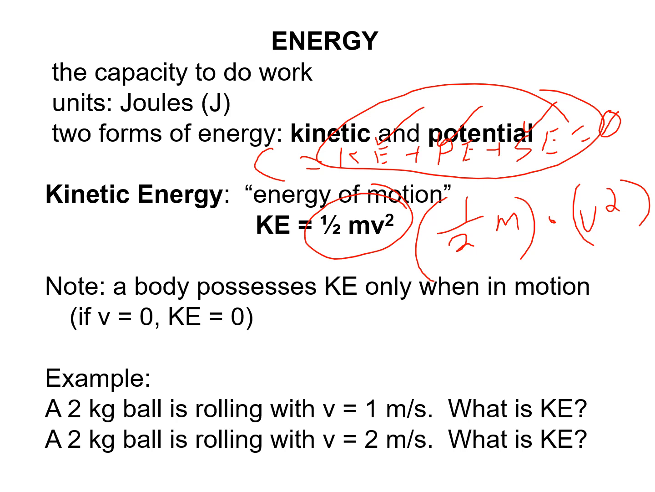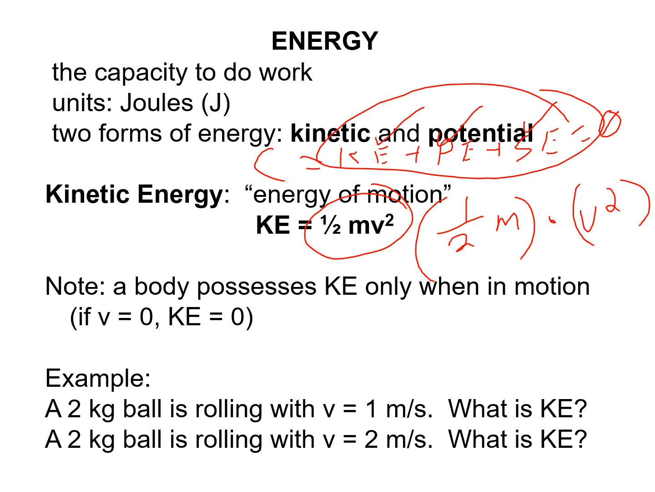So note, a body possesses kinetic energy only when in motion. If velocity is 0, then kinetic energy is 0. So let's look at two examples.